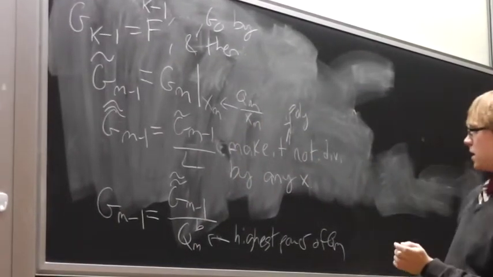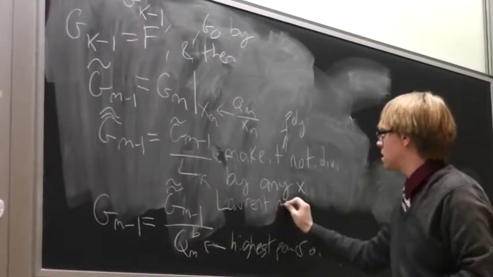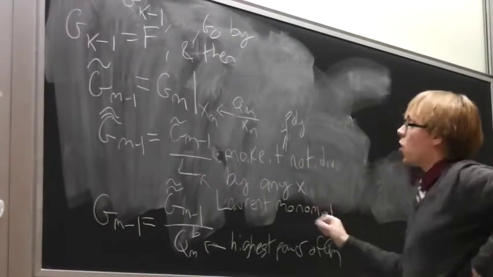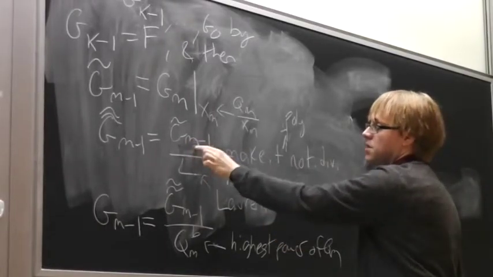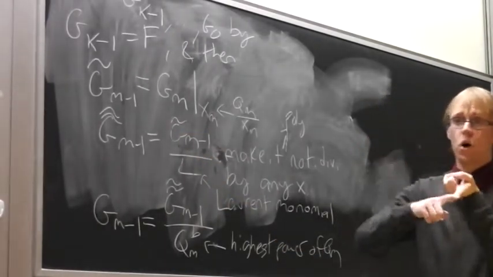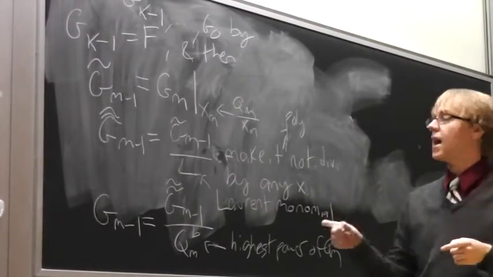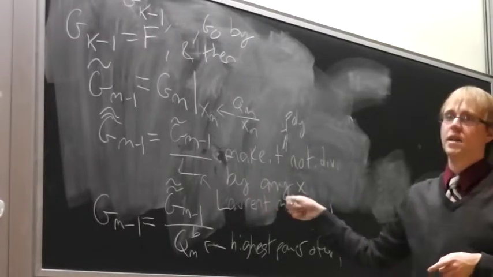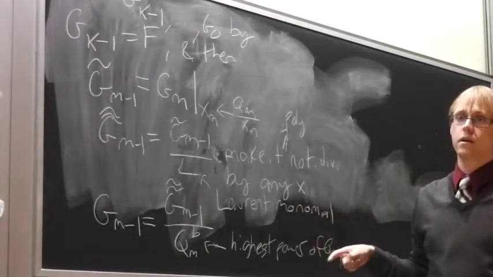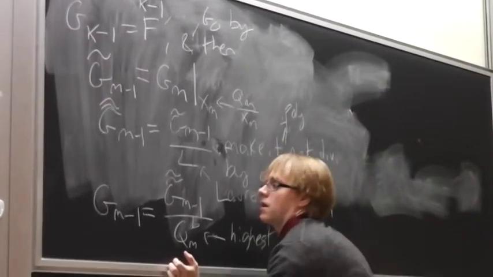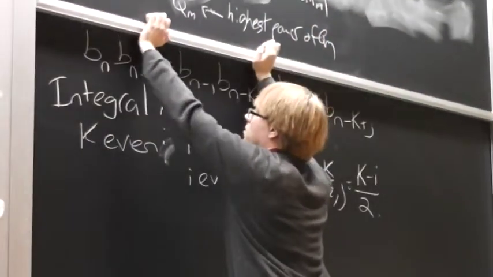What's capital L? This is a Laurent monomial. The goal here is we start off with g sub m minus 1 tilde. We want to make it a polynomial, so we have to multiply by anything that we're dividing it by. And then we also have to make sure that there isn't any x sub i that's a factor of the whole thing. In just a minute, I'll do an example, and then you'll see what's going on.